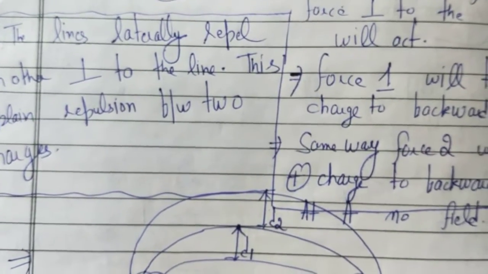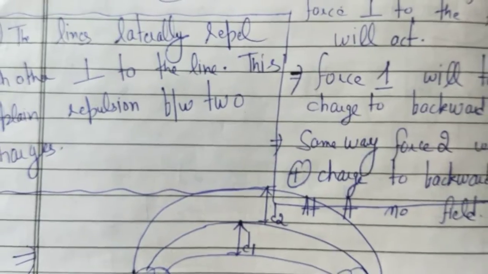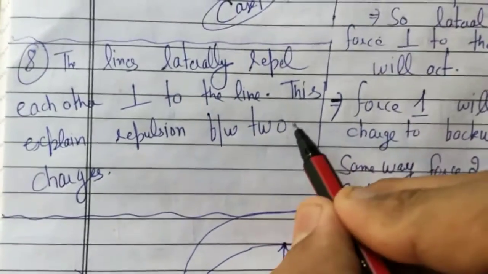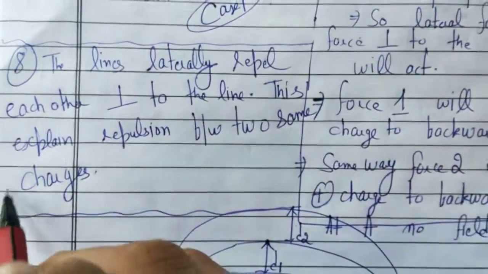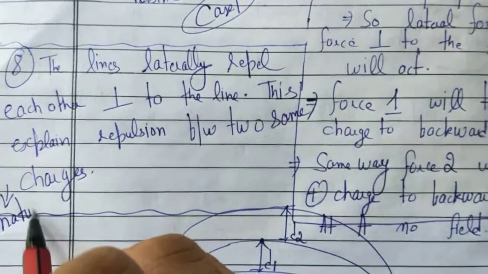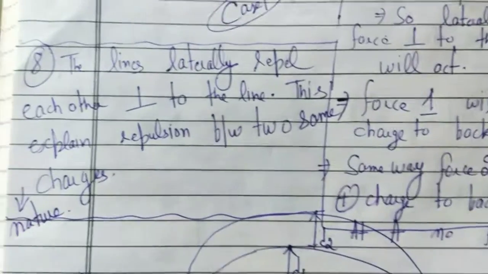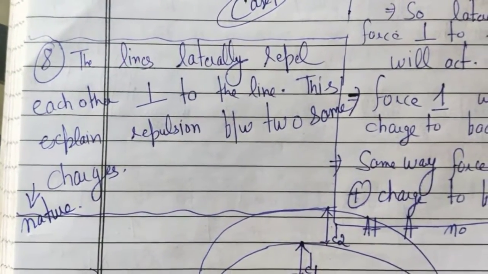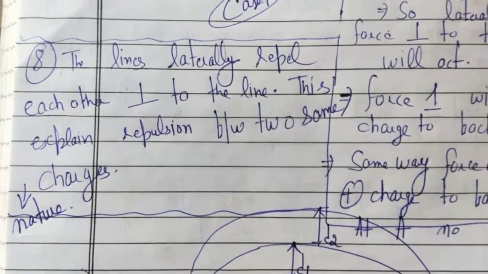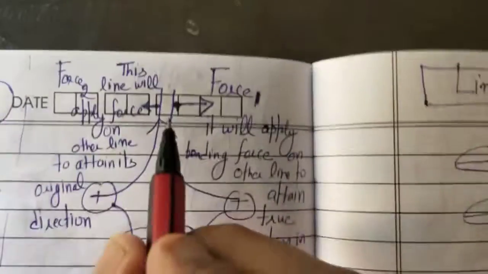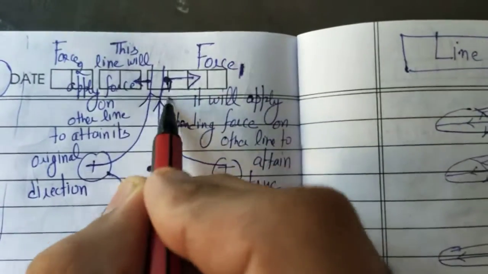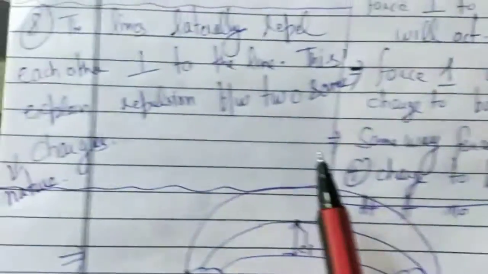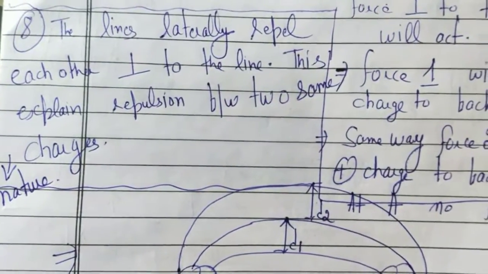How do they repel each other? Perpendicular to the line, at a 90 degree angle. This explains the repulsion between two charges of the same nature.